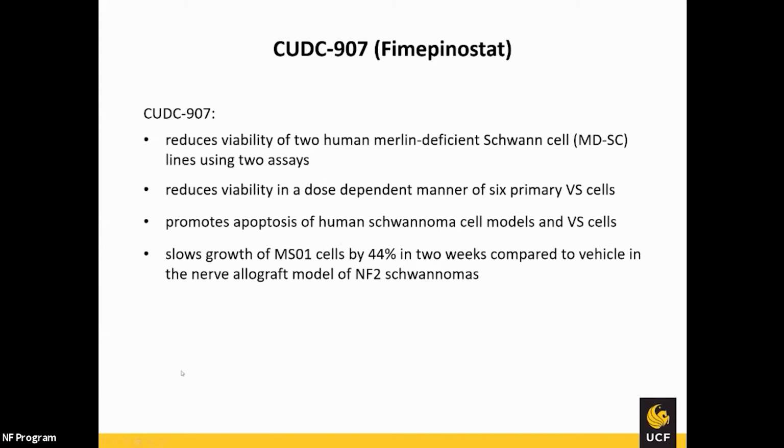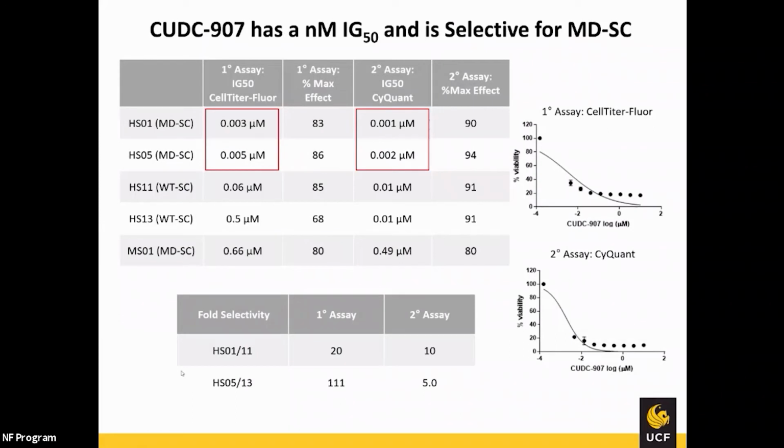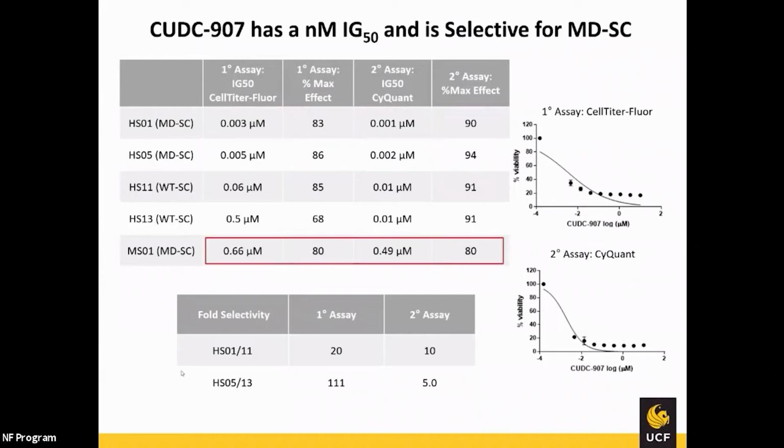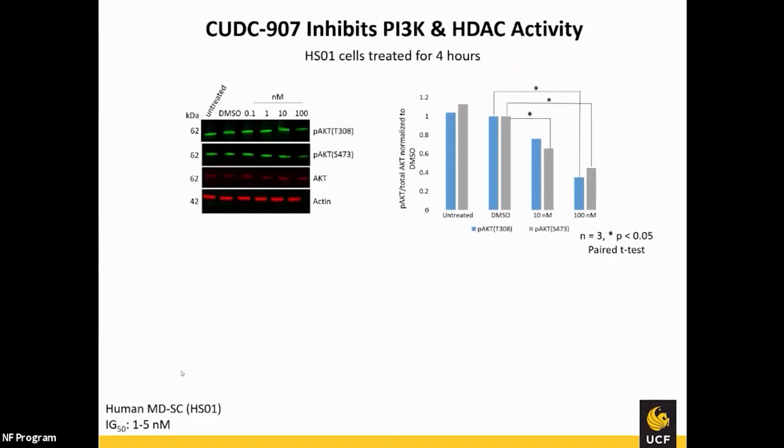The library screen revealed that CUDC-907 has an IC50 of 1 to 5 nanomolar, the lowest of the advanced compounds in both HSO1 and HSO5 cells. CUDC-907 has a high maximum effect, reducing cell viability by 83 to 94% in 2 assays. In MSO1 cells, it has an IC50 of 0.66 micromolar and a maximum effect of 80%. Lastly, it has a 5 to 111-fold selectivity window for human Merlin-deficient Schwann cells over their isogenic wild-type Schwann cells.